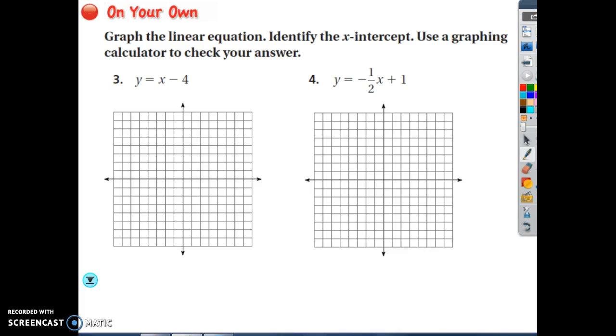Go ahead and take a moment to pause the video and try these next two on your own. Try using the slope and y-intercept form that we just did, but then check it with a point or two of your choosing.